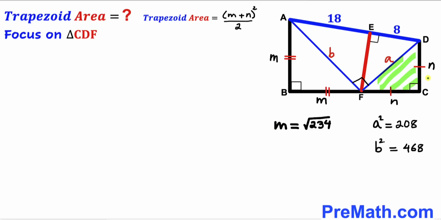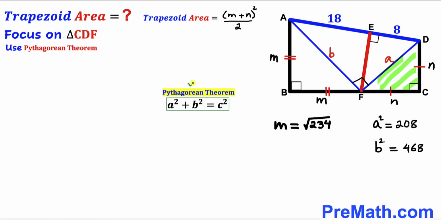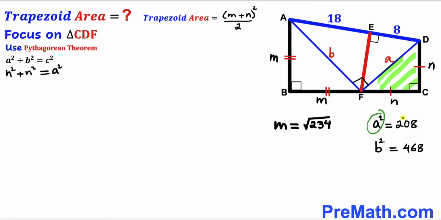And now we are going to focus on this other right triangle CDF. And we are going to apply the Pythagorean theorem on this triangle as well. And here's our Pythagorean theorem once again: a square plus b square equal to c square. In our case, our hypotenuse is lowercase a, whereas our two other legs are lowercase n and lowercase n as well. So let's go ahead and fill in the blanks in this formula. So we got n square plus n square is going to be equal to a square. And now we know our a square value is 208. So I'm going to substitute that value 208 over here.